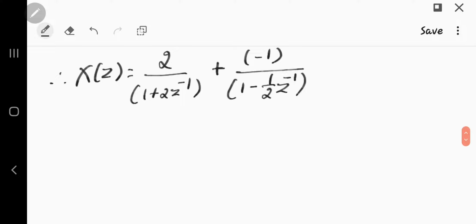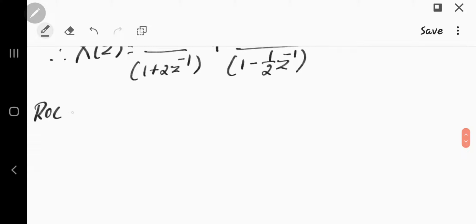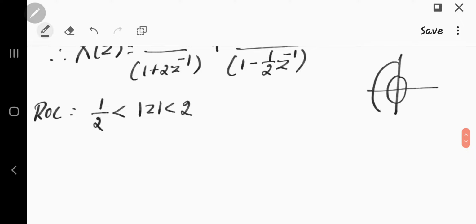Now, if you take the inverse Z transform, you have to consider the ROC. So, given ROC lies between 1 by 2 and 2 here. That is, it is greater than the circle 1 by 2, but inside the circle 2 here. So, just for reference, I am writing this. So, this is where the ROC lies. This is the circle with radius 2, and this circle is having radius 1 by 2. So, this is where ROC lies.